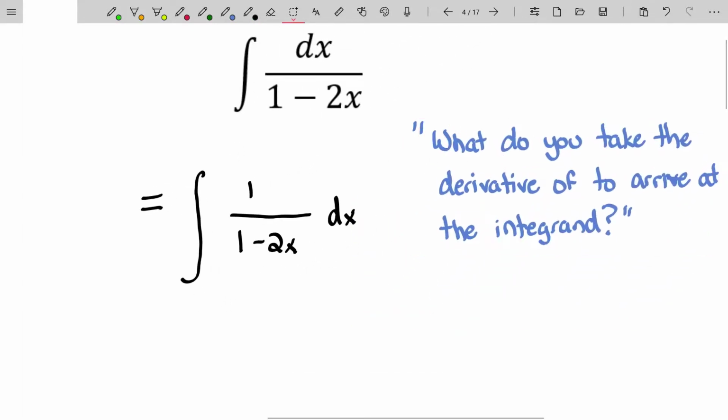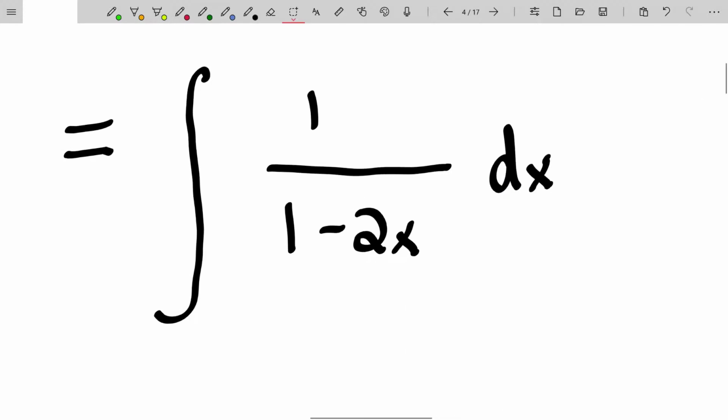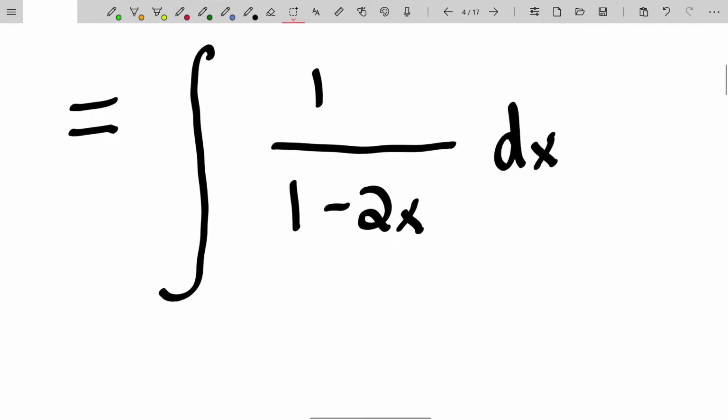Now, when you look at this integral and ask yourself, what do you take the derivative of to arrive at the integrand? You might not be able to figure that out very easily. And even if you might be able to finagle your way to a possible antiderivative, it might take a little bit of care in doing so. So instead of taxing yourself and trying to do everything all at once, it's much better to do it step by step and just say, well, I know what the antiderivative of 1 over x is.